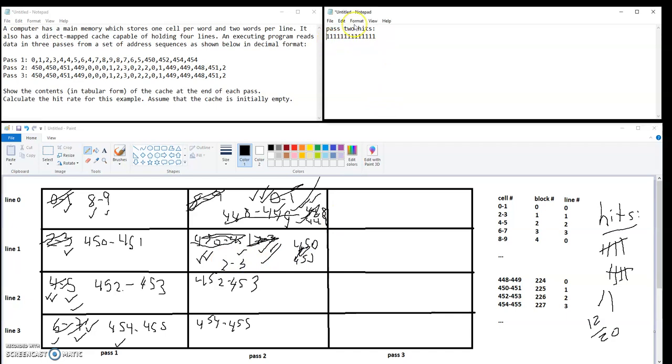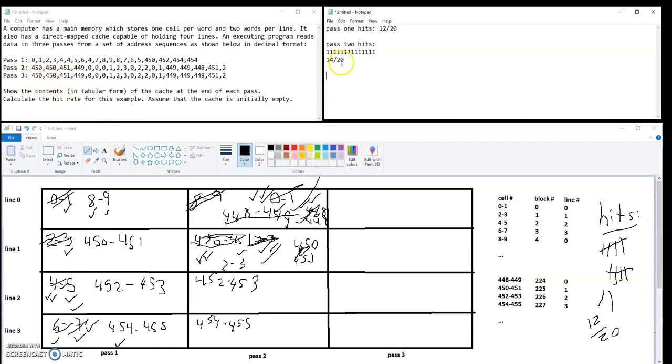So in pass 2, we have 1, 2, 3, 4, 5, 6, 7, 8, 9, 10, 11, 12, 13, 14. 14 out of 20. So if we do pass 1 hits, we had 12 out of 20. So far we're at 26 out of 40. Not too bad. And that's because I did use spatial and temporal locality in my examples. Now, pass 3 is exactly the same as pass 2.